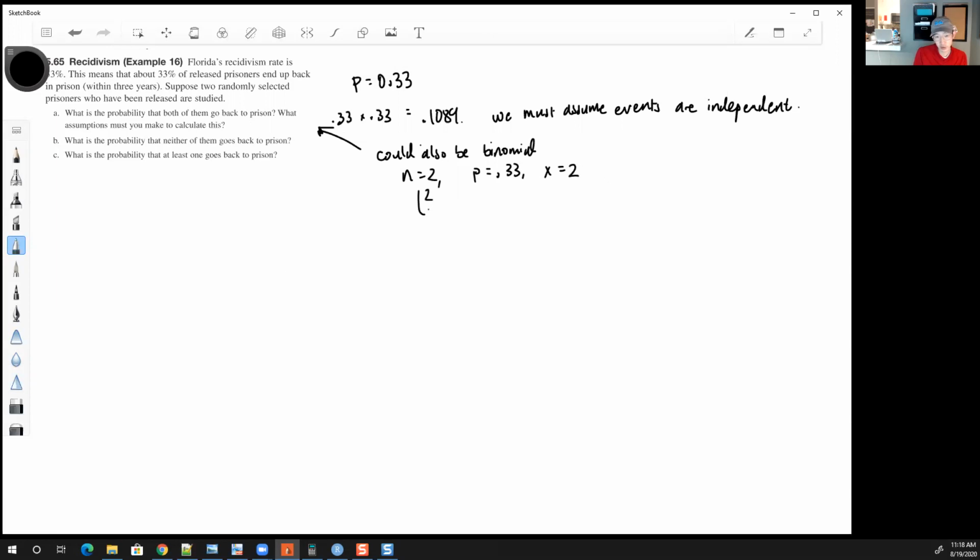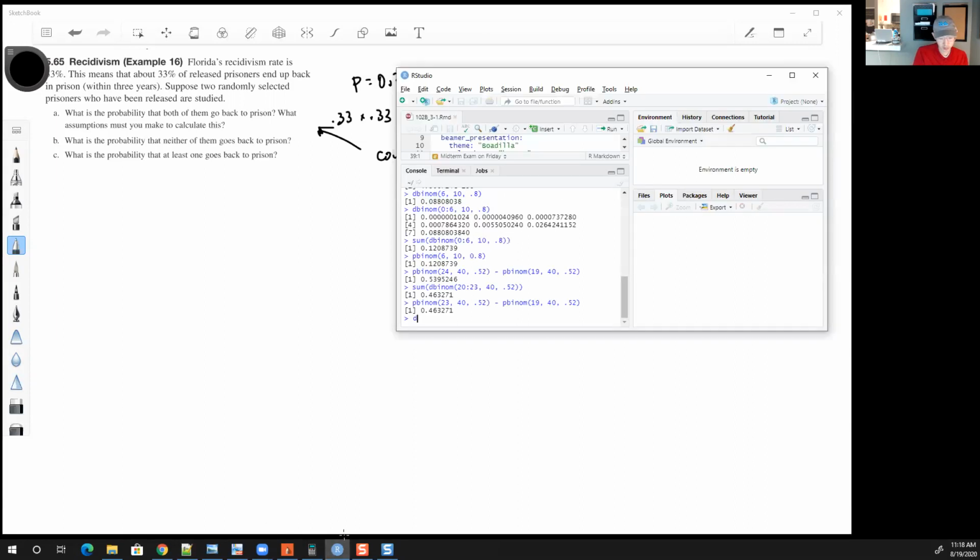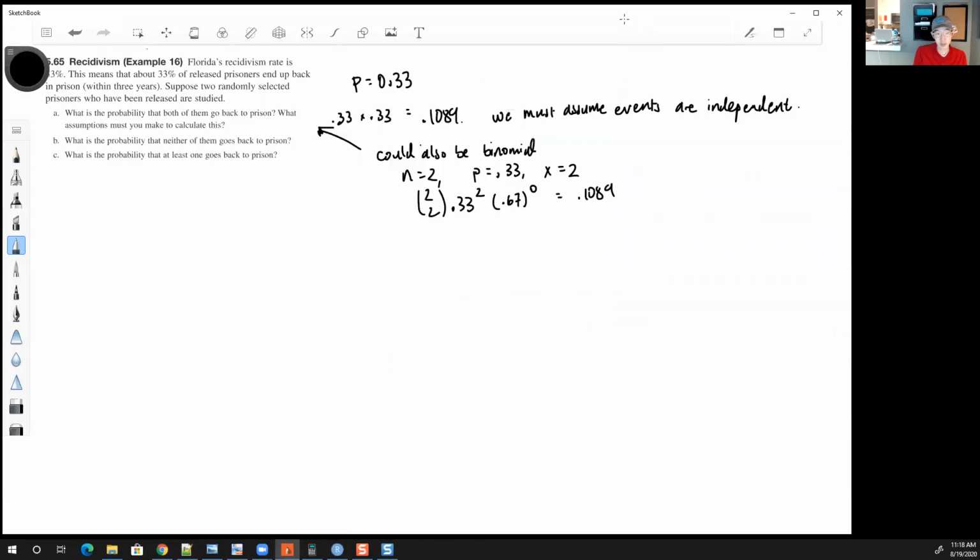And so you would have 2 choose 2, 0.33 raised to the 2, and 1 minus 0.33, which will be 0.67, raised to the 0. And when you do this calculation, you're also going to get 0.1089. Okay, so if you do dbinom 2, 2, 0.33, you get 0.1089. Okay.